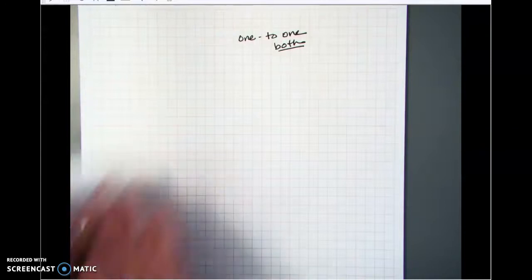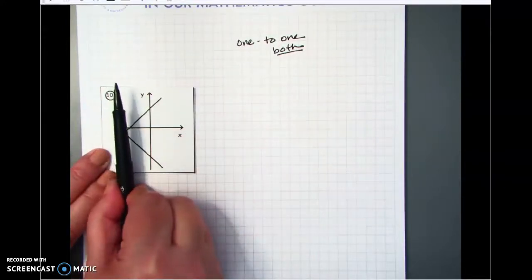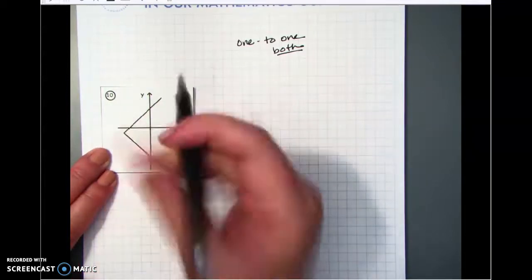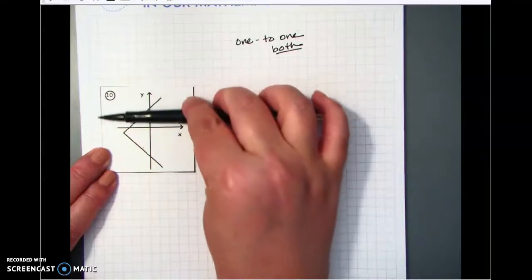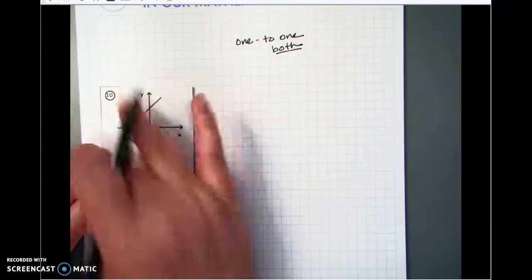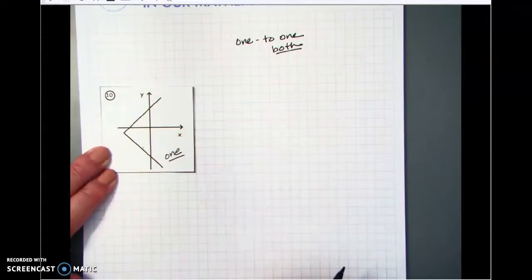Taking a look at question number 10, if we look perpendicular to the x-axis, we see that we hit 2 points, and so y is not a function of x. But going horizontally, x is a function of y. So that means in only one direction do we have a function.